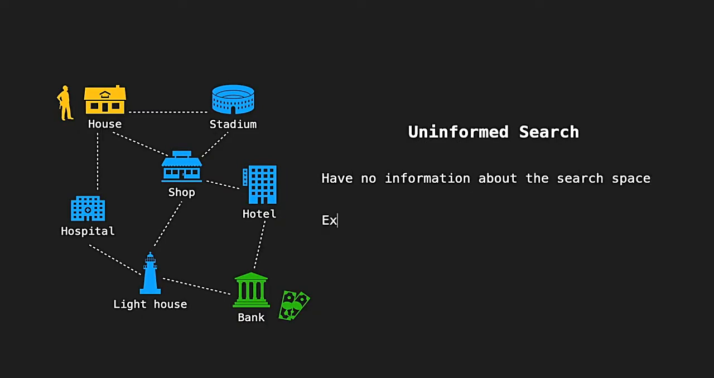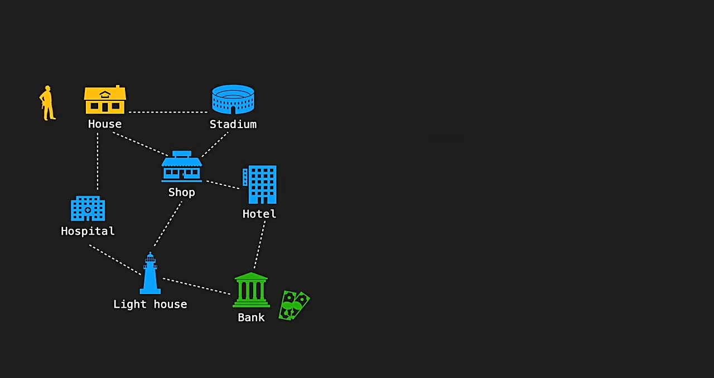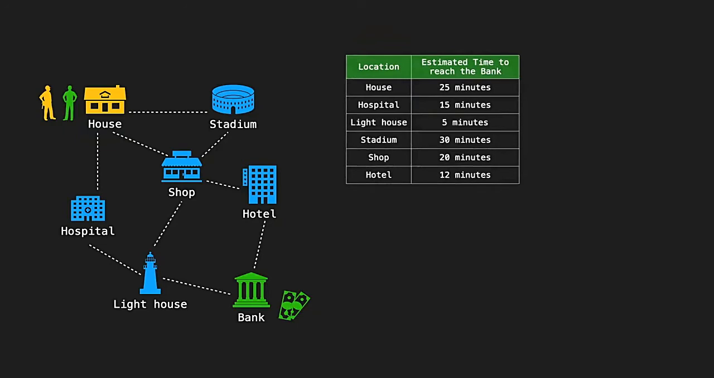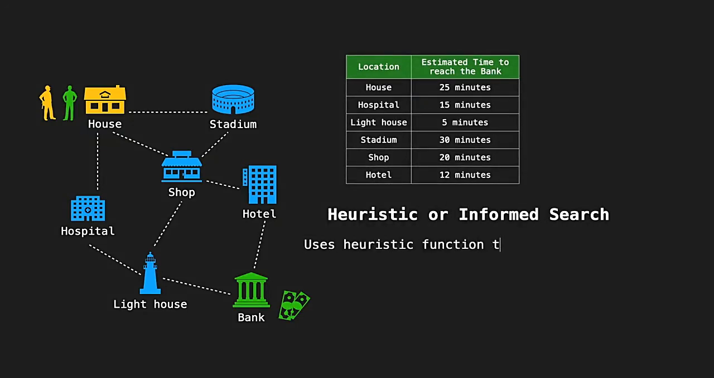This kind of search is known as uninformed search, where you do not have any information about the search space. Some examples are depth first search and breadth first search. Now, let's assume you have a friend who's familiar with the locality and also knows the estimated time to reach the bank from each location. With this help, you'll be able to find the way to the bank easily.